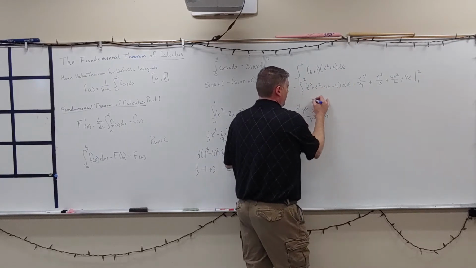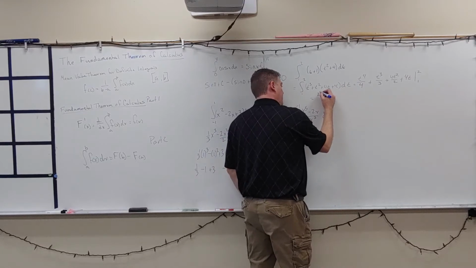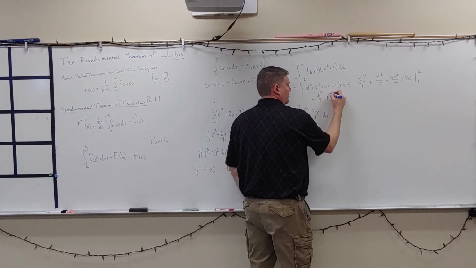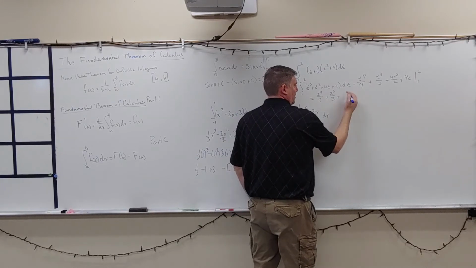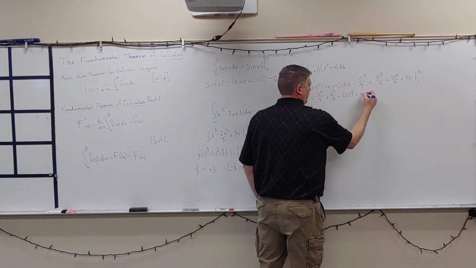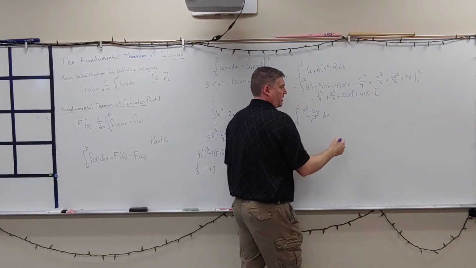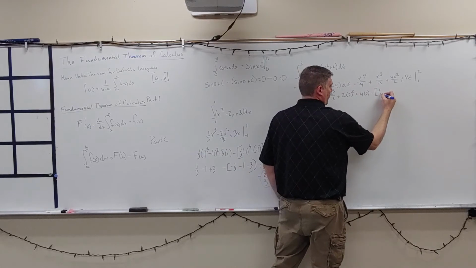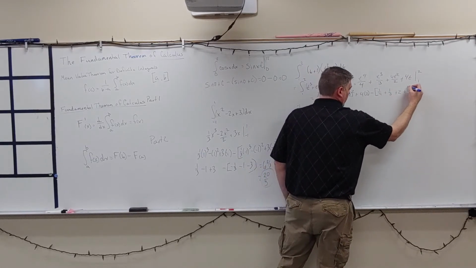Okay? So now when I plug in 2 here, I get 2 to the 4th power over 4, plus 2 cubed over 3, plus 2 times 2 squared, plus 4 times 2, minus, and now I plug in 1. So I end up with 1/4 plus 1/3 plus 2 plus 4.